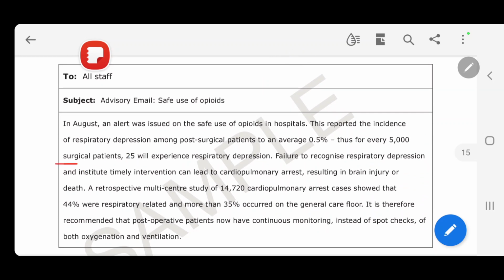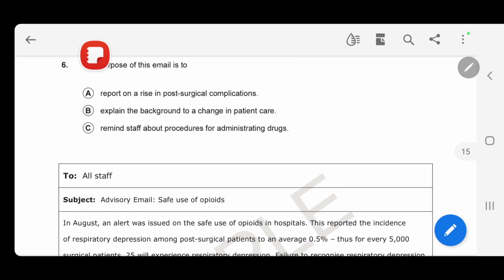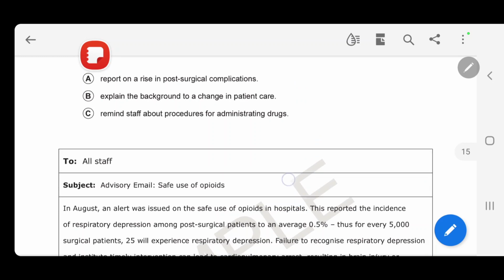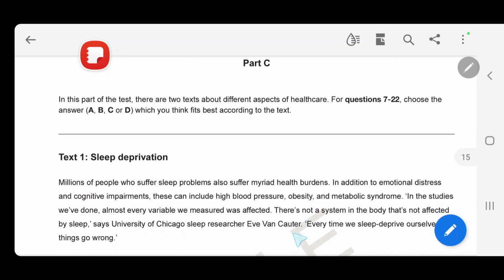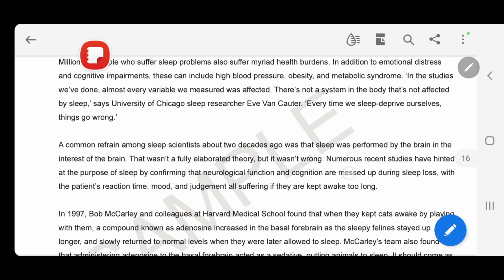So you can see they have mentioned post surgical patients in the rise, but due to this problem they have changed something. It is therefore recommended that post operative patients now have continuous monitoring instead of spot check. So that was a change in the previous part. That's why the answer should be B, right? Anyhow, apart from that, for reading part C, there are three different natures of question.